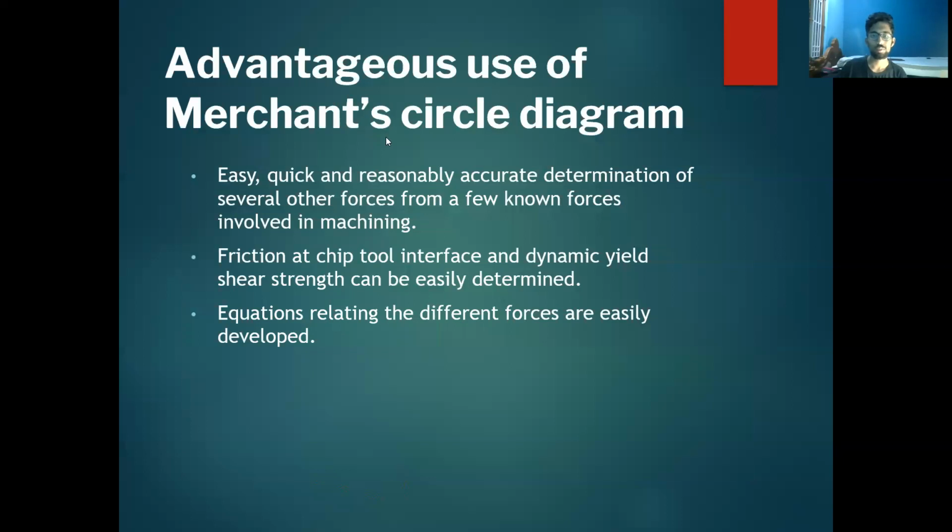Next, let us see some of the advantages of the merchant circle diagram. It is very easy and quick, and it reasonably accurately determines the forces in machining and the friction at the tool tip interface, and the dynamic yield shear strength can be easily determined, and equations relating the different forces are easily developed. These are the major advantages of using the merchant circle diagram.